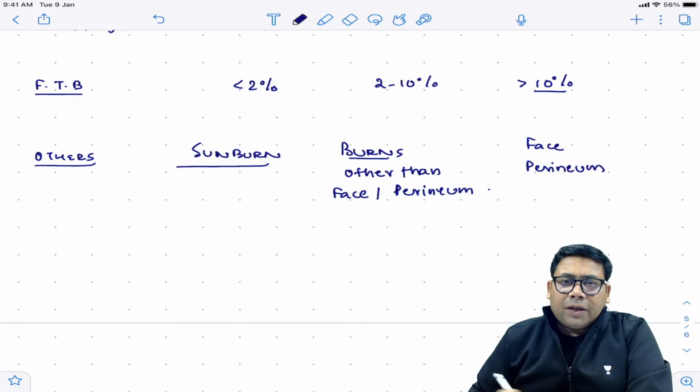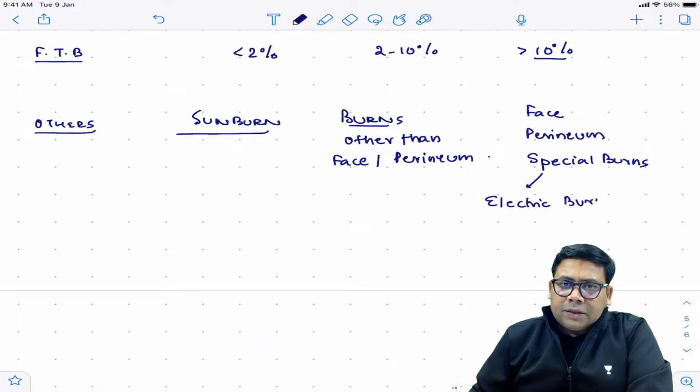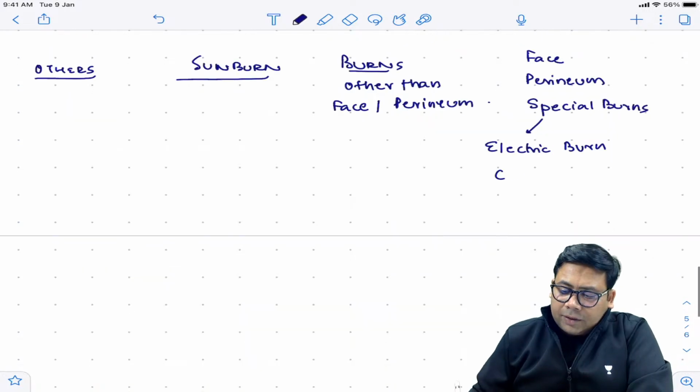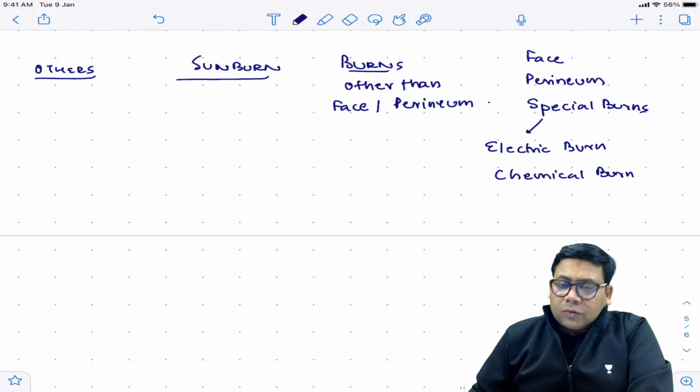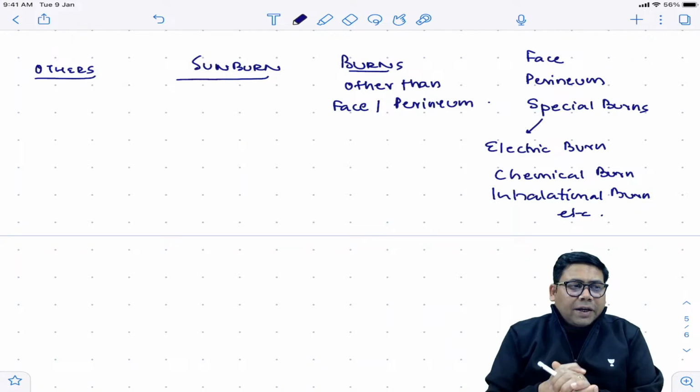So face and perineum, and then all the special burns. When we talk about special burns, what do you mean by special burn, students? It includes the electric burn, chemical burns, inhalational burns, they're all included under this. So all the special category burns are included under the severe burns.